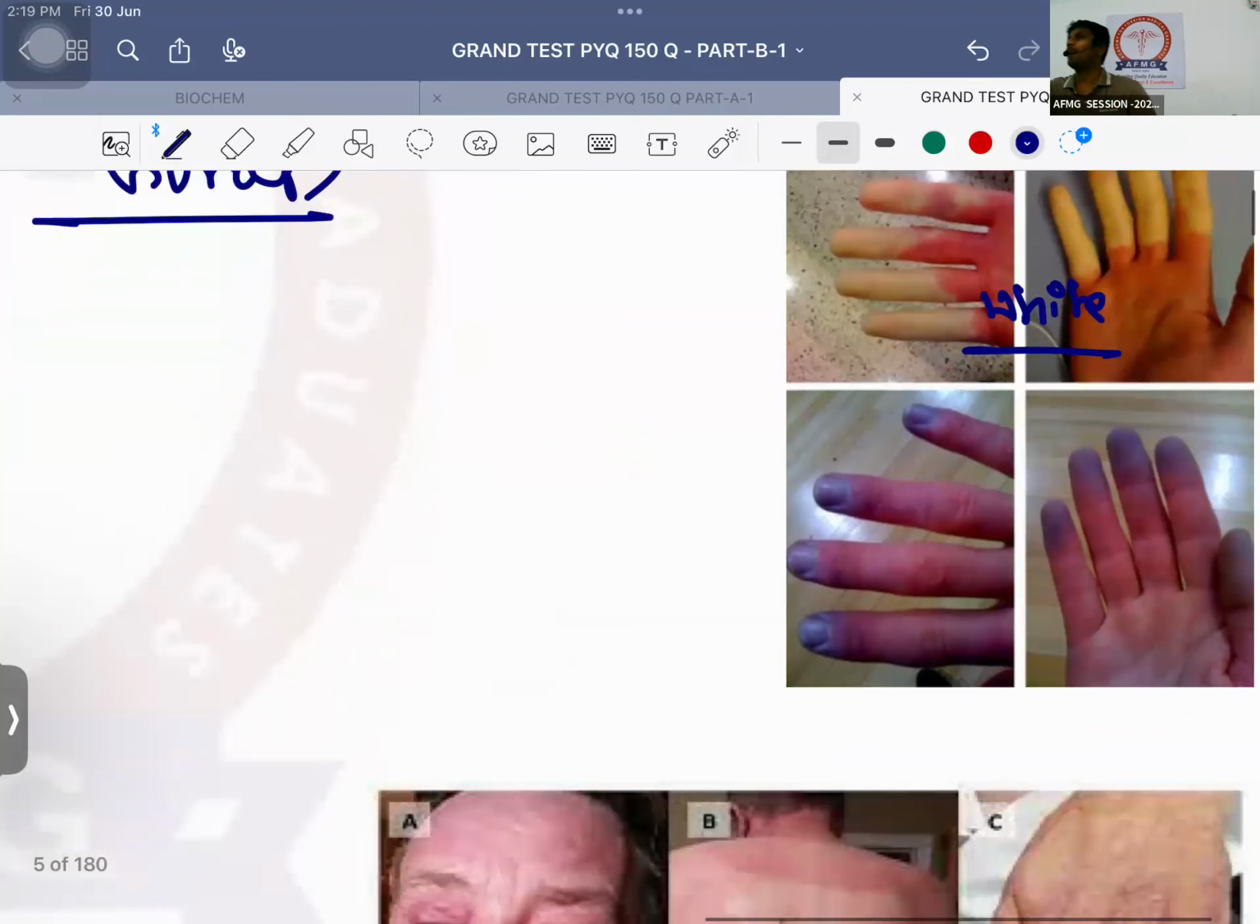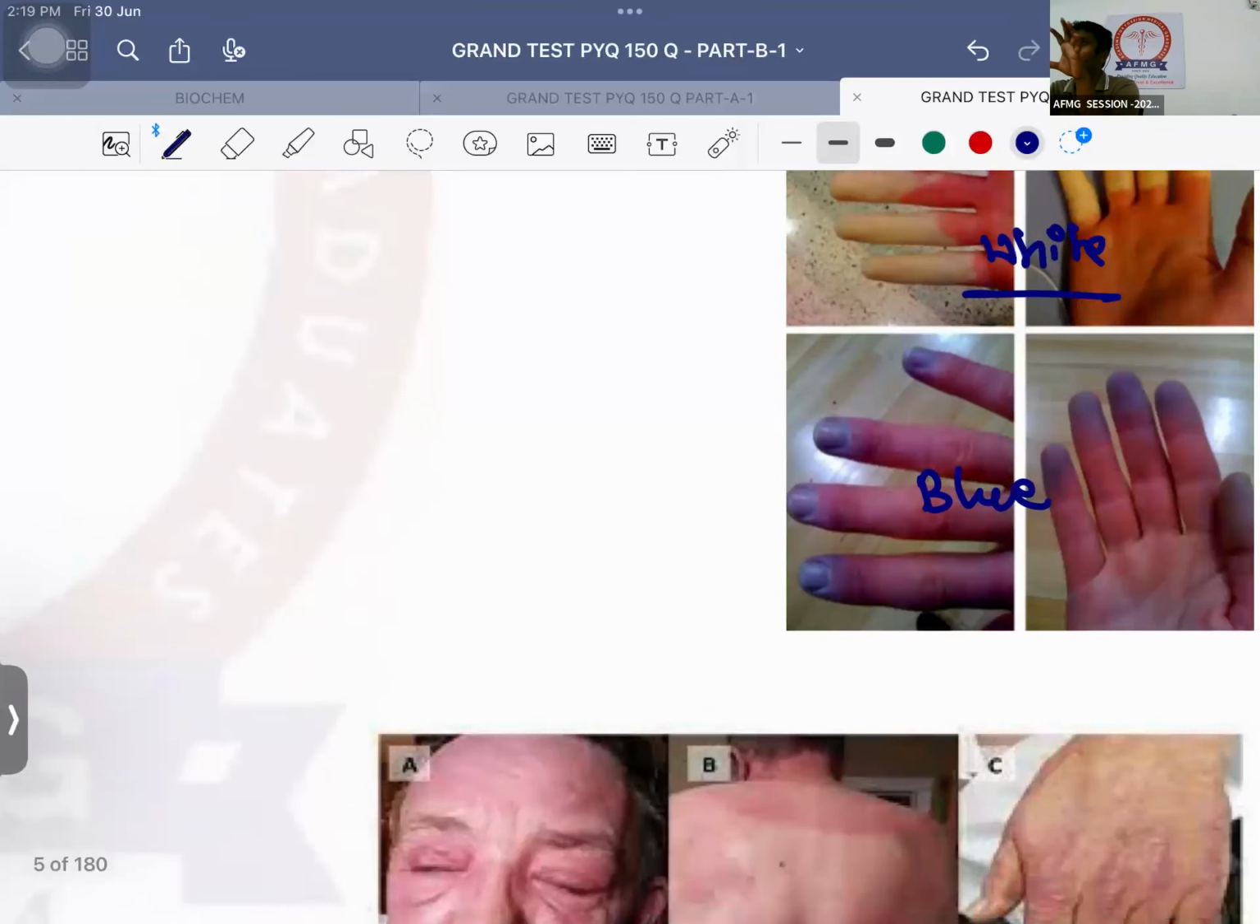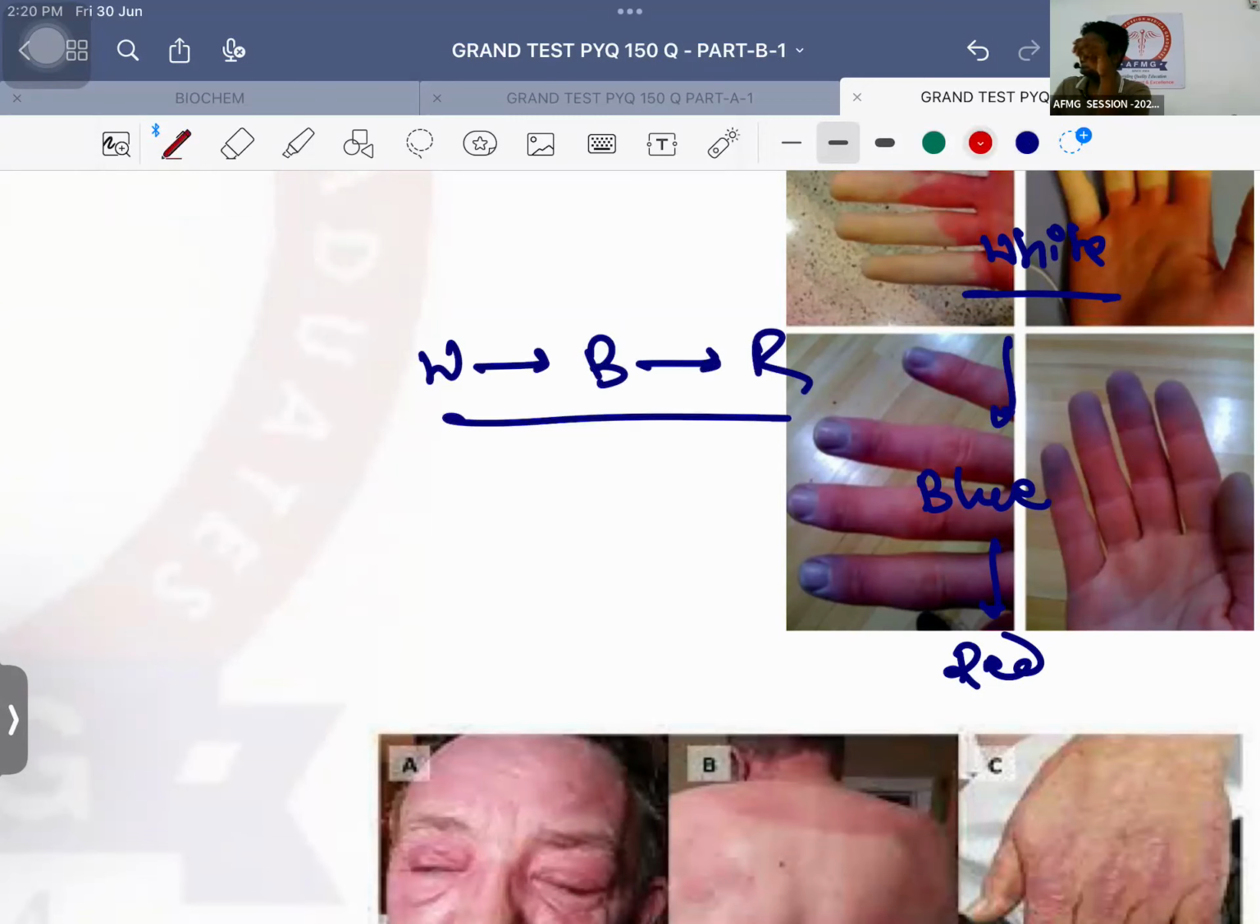Then what is going to happen? The venules are still in spasm, but the arterioles have relaxed. Now the deoxygenated blood is mixing with the oxygenated blood, and therefore the fingers will turn blue in color. And now when venules will also relax, normal blood flow will be established, and therefore now they will turn red in color. Sequence of color changes have also been asked in Raynaud's phenomena. The sequence of color changes WBR, that is white, blue, red. That has to be remembered.